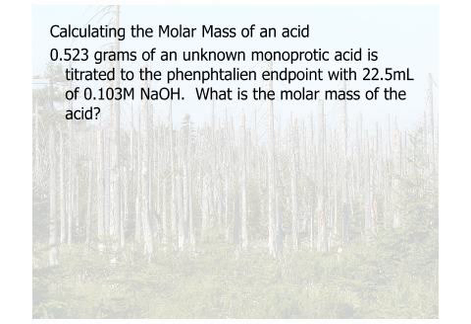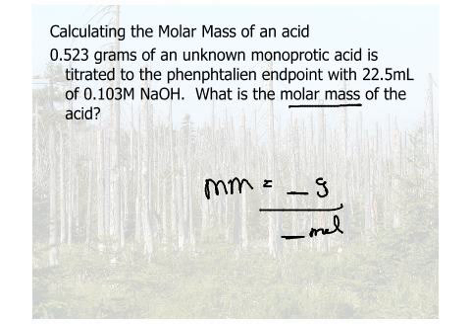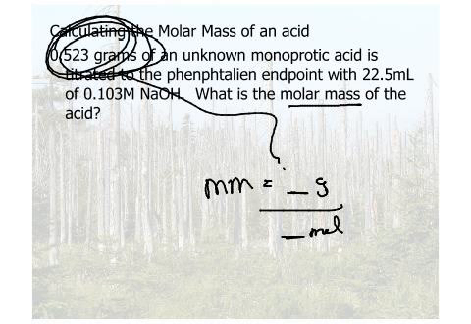Now, before we figure this out, we need to define molar mass. What is molar mass again? Molar mass is grams divided by moles. So if you know the grams and you know the moles, you take the grams and divide by the moles. And hey, look in the problem, 0.523 grams of an unknown acid. We're just going to plug that right in.